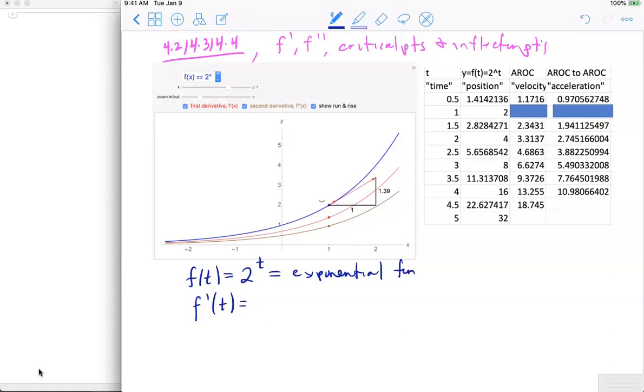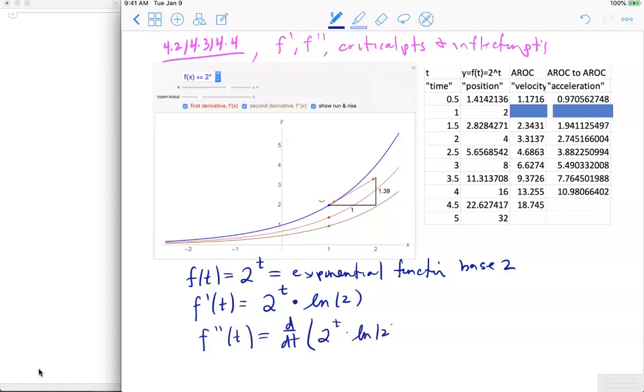Because it's an exponential function whose base is equal to 2, we know that the derivative of that exponential function is going to be the same exponential function with a compensation factor of the natural logarithm of 2. This is what we've shown in the past. And then we also know that the second derivative of this function, f of t, would be the derivative of the first derivative. So this is just purely the formulas.